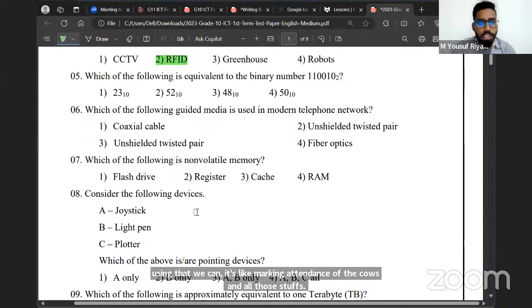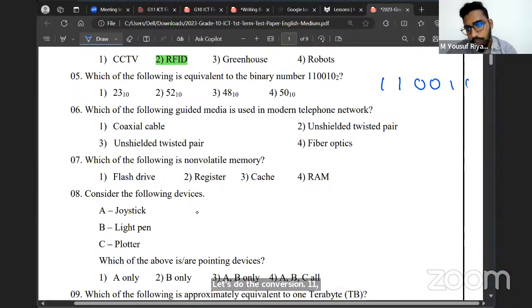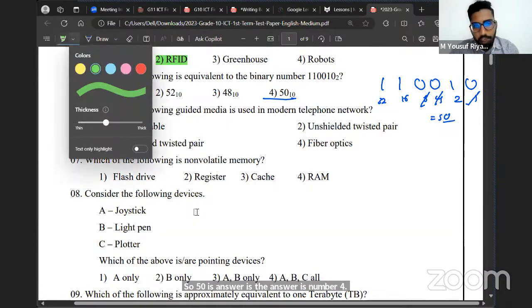Simple. Which of the following is equivalent to the binary number 110010? Let's do the conversion. 110010. So 1, 2, 4, 8, 16, 32. So here 32 plus 16 is going to give you 48. 48 plus 2 is going to give you 50. So 50 is the answer of number 4. So here the answer is going to be the fourth one.